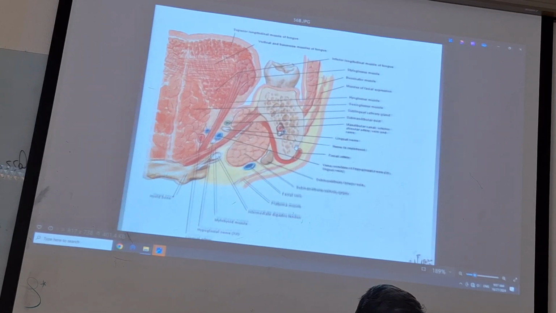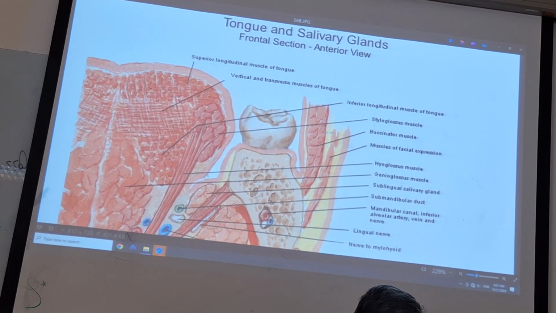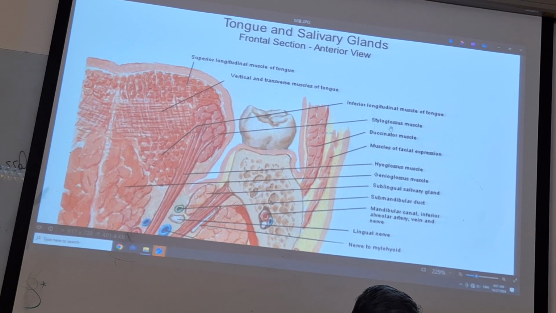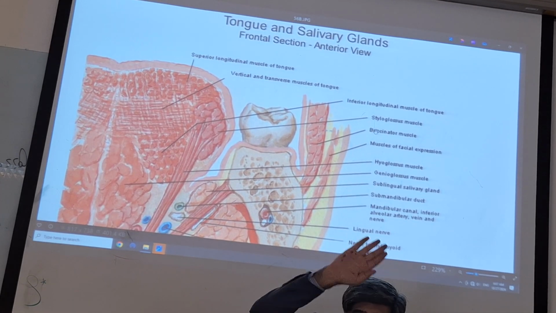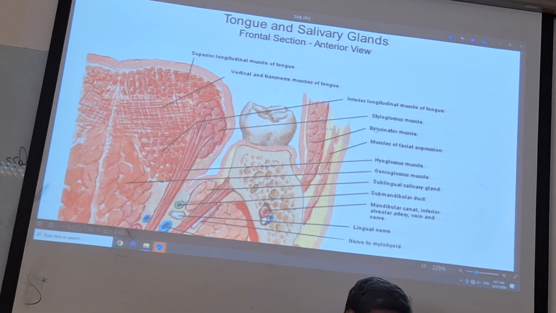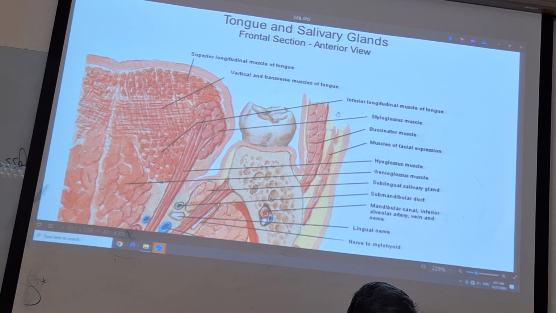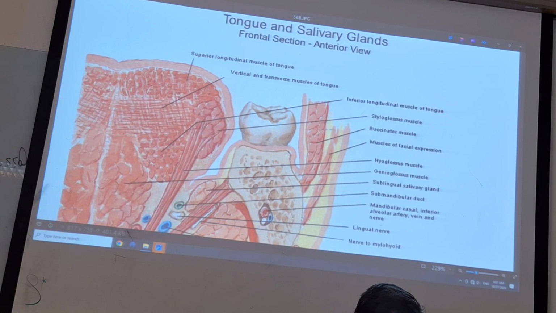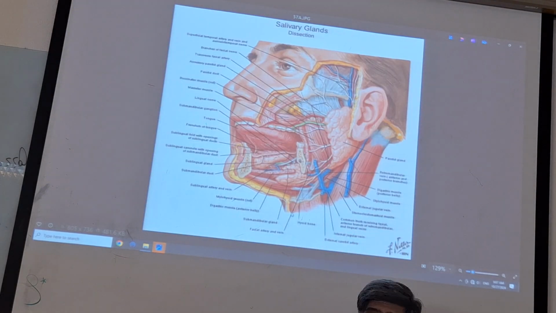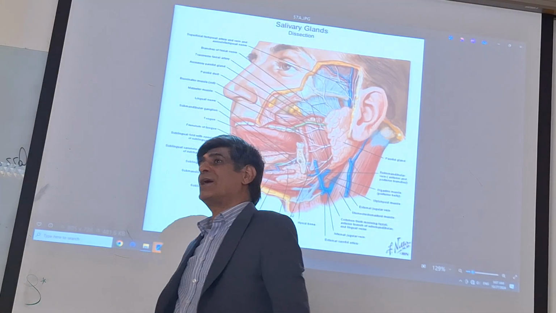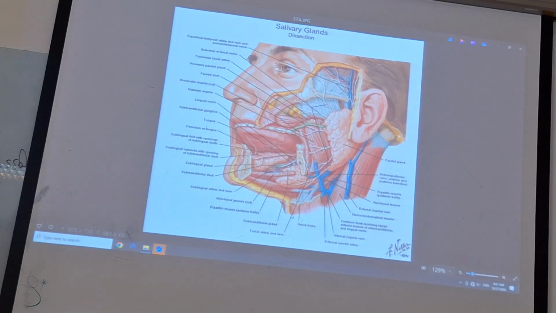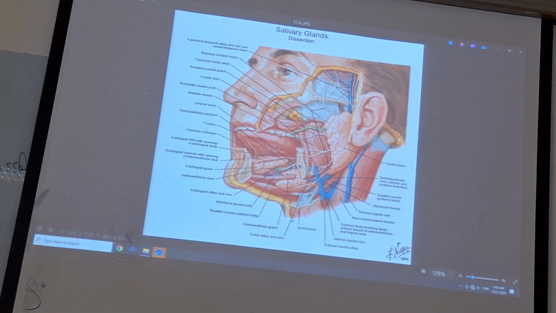These muscles in a coronal or frontal section: superior longitudinal muscles, inferior longitudinal muscles, and vertical and transverse muscles. Okay, finish this part. Practice: 10 minutes rest, then starting of the practice.